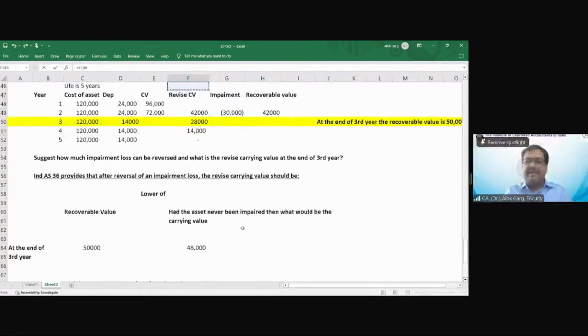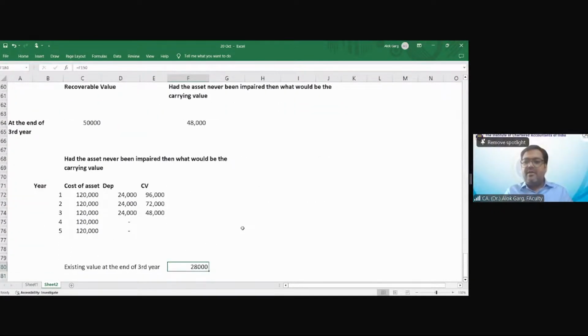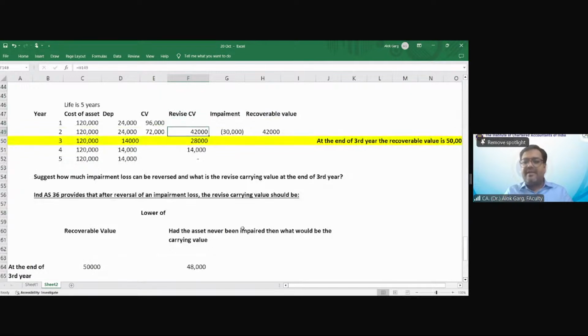क्लियर है ना? ये मैंने अभी बताया था ना, 28,000. मैंने इस क्वेश्चन में क्या किया? पहले सेकंड ईयर में इंपेयरमेंट चार्ज किया 30,000 का, फिर मैंने उसकी कैरिंग वैल्यू निकाली, फिर मैंने बताया थर्ड ईयर में रिकवरेबल वैल्यू 50,000 हो गई है, करेक्ट? अब द क्वेश्चन इज, मैं क्या करूं? 28 की वैल्यू है और 30 का इंपेयरमेंट लॉस है, तो मैं क्या करूं? पूरा 30 रिवर्स कर दूं, तब तो वैल्यू 58 बन जाएगी. रिकवरेबल वैल्यू तो 50 है, तो क्या करूं? पूरा 22 कर दूं? स्टैंडर्ड सेज नो.